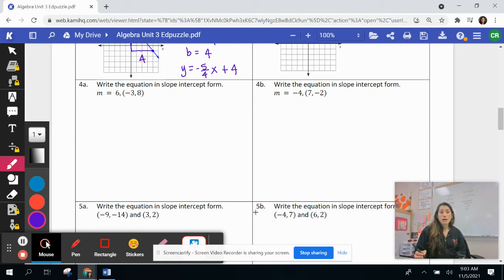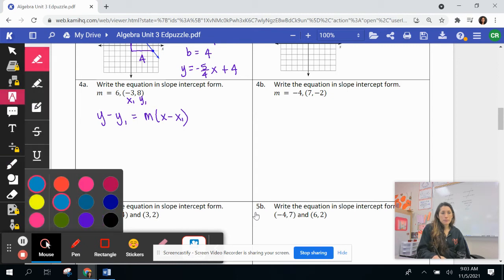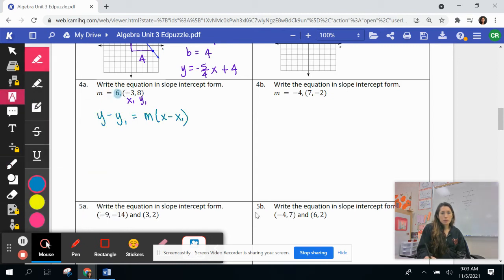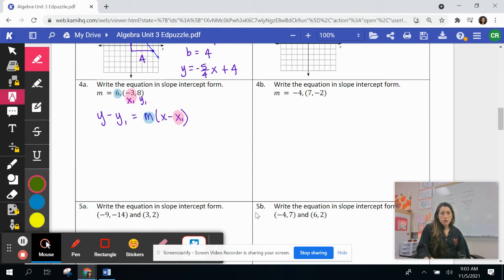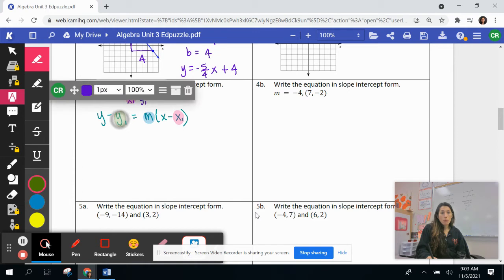Okay, we're going to write this equation in slope-intercept form. I'm going to label x sub 1, y sub 1, and we have our m, our slope. So the first thing we're going to do is put this into point-slope form: y minus y1 equals m times x minus x1. I'm going to go ahead and highlight. M is going to be placed here. That's going to be the 6. We're going to do our -3 into x1. That's going to be placed here. And our y, which is our y1, placed here.